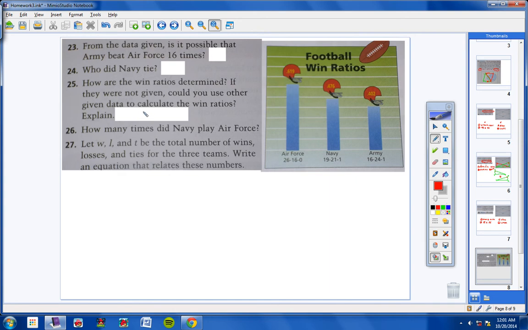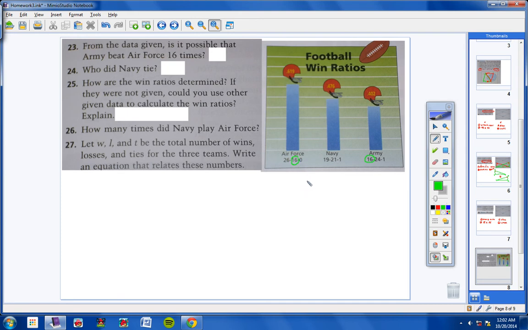If you'll look in your book, this picture here is a picture of the times that Air Force, Navy, and Army have played each other, okay? Now, question number 23. From the data given, just looking at the data right here, is it possible that Army beat Air Force 16 times? Let's see. Does Army have 16 wins? Yes. And does Air Force have 16 losses? Yes. So that part checks very good, okay?